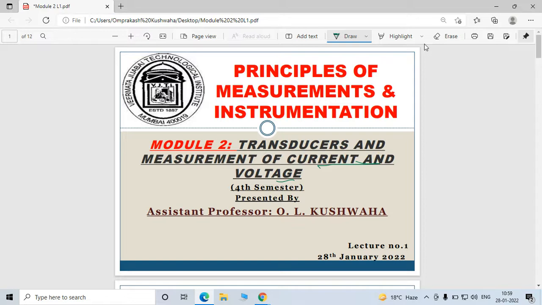In module 1 we covered the error analysis. In that we also saw the internal structure of voltmeter, ammeter, and the use of both of these meters. And we also saw the error calculations. So that's it for today. For tomorrow we will continue these topics.